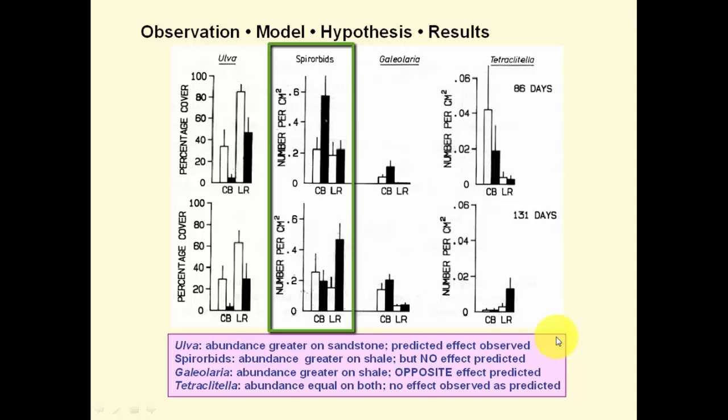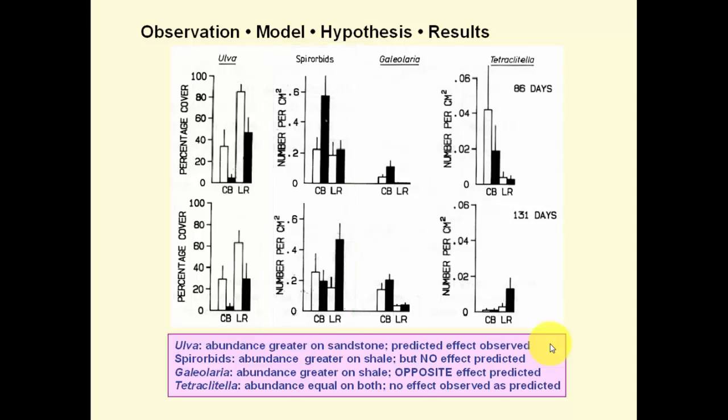Okay, so out of my predictions here, I'm doing, let's say, average. I got 2 right and 2 wrong. In one case, I predicted an effect, which did happen. In another case, I predicted an effect, but it turned out to be the opposite of what I predicted. In the other 2 cases, in one I predicted no effect for the barnacle, and that's what I observed. For the spirorbids, I predicted no effect, but there was an effect, and it was the same as for Galeolaria.